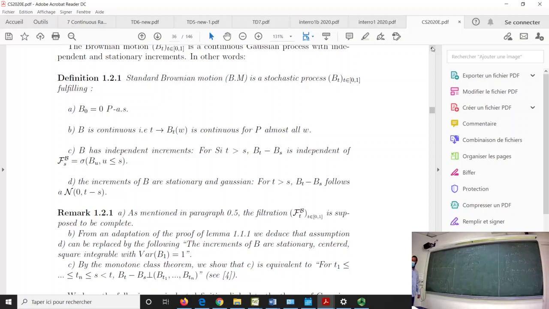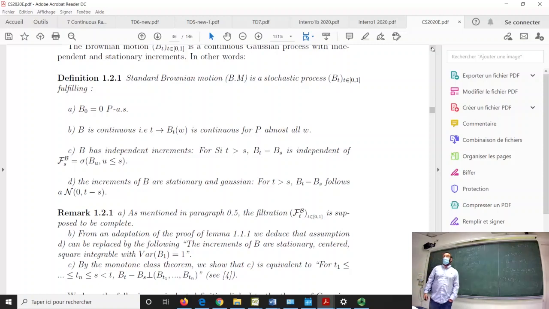And I continue. It means that if you have understood the principle, in order to generate my discretized trajectory, I just have to generate independent Gaussians and apply this little trick here. So for BT4, I will write BT4 as BT4 minus BT3 plus BT3. I know BT3. I have to generate BT4 minus BT3, that is N(0, T4 minus T3), that I can write as the square root of T4 minus T3 times G3, that will be independent of G1 and G2, and so on.